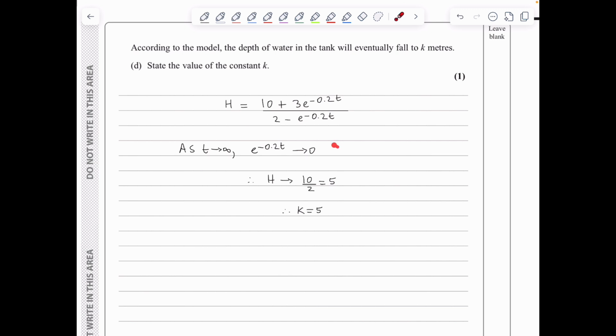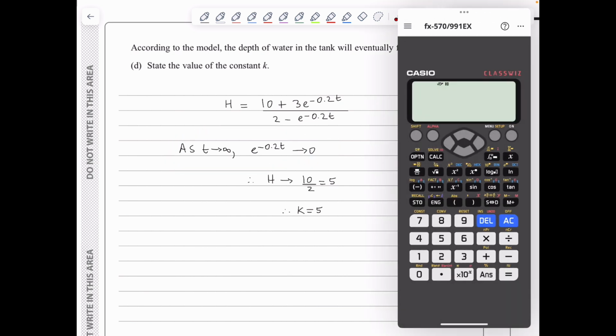If you do not want to go through the process of considering the long-term behavior analytically like we did here, we can go on the calculator. I'll put a big number like 10,000 on my answer key, and I will evaluate this. So 10 plus 3, and we've got e to the minus 0.2 Ans. So I'm replacing the expression for capital H with t replaced with a really big value. So in the denominator is 2 minus e to the minus 0.2 Ans, and this gives the answer of 5, confirming that k is equal to 5.